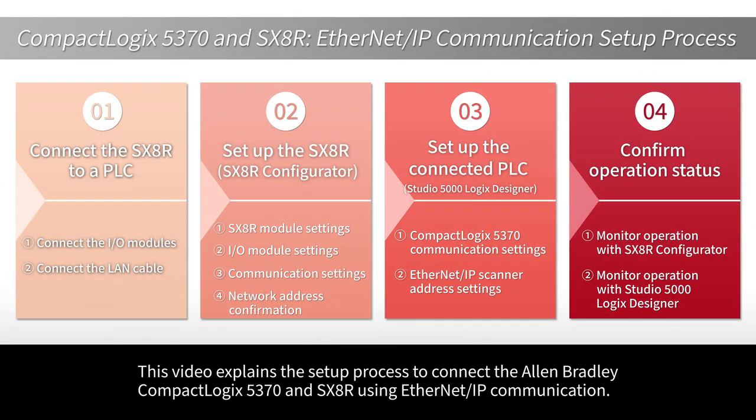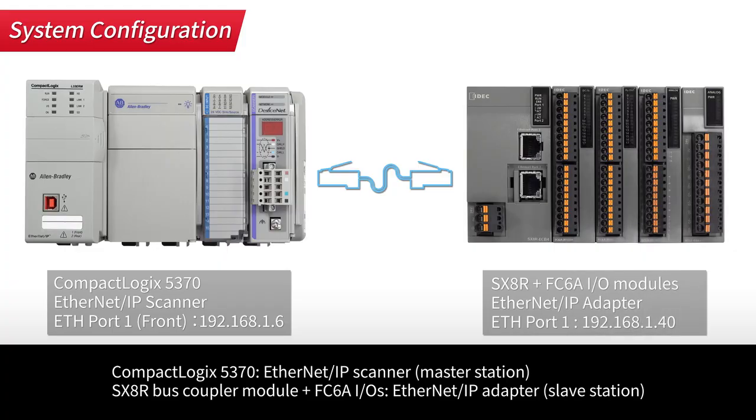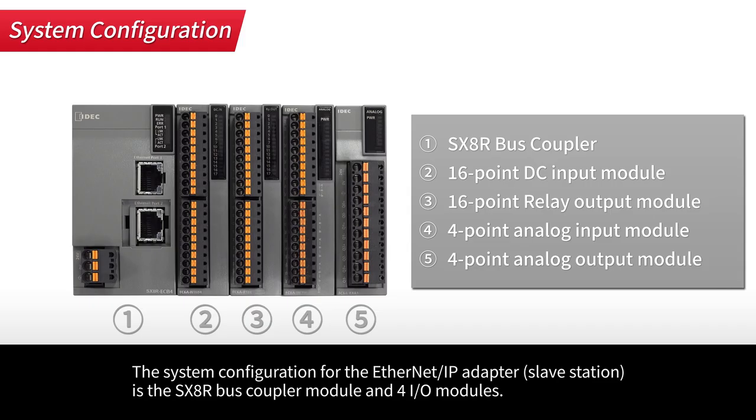This video explains the setup process to connect the Allen Bradley CompactLogix 5370 and SX8R using EtherNet/IP communication. The CompactLogix 5370 is the EtherNet/IP scanner, the master station. The SX8R bus coupler module and FC6A I/O modules form the EtherNet/IP adapter, the slave station. The system configuration for the EtherNet/IP adapter is the SX8R bus coupler module and 4 I/O modules.